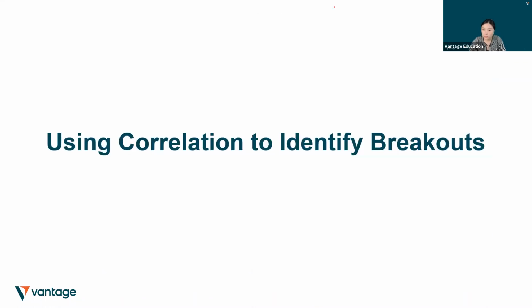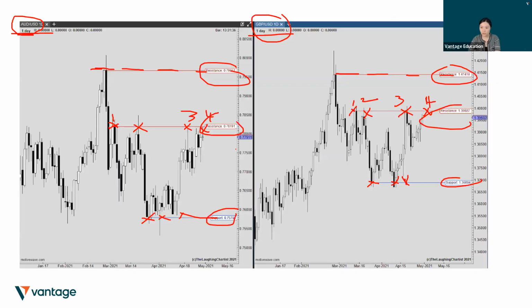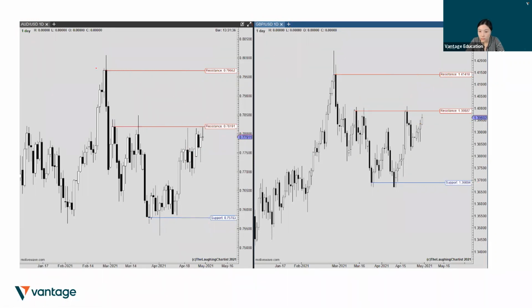Okay, so now we are going to use correlation to identify breakouts. What we mean by this is, I will use this chart as an example first. So for example, in this case, maybe my GBP USD reacts faster in my London session, right? So in this case, maybe this price has already come here, a bullish breakout here. But my price for my AUD USD is still here, hovering around this area.